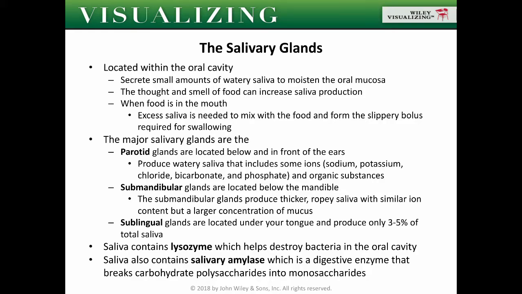Anyway, the sublingual glands produce only 3 to 5% of your total saliva. So you have three glands: below and in front of your ears, the parotid; the one in your jaw, the submandibular; and then below your tongue. Those are the glands. If you notice carefully, that's where you actually produce the saliva. The saliva also contains lysozyme, an enzyme that helps destroy bacteria in the oral cavity. It contains salivary amylase, a digestive enzyme that breaks carbohydrates and polysaccharides into monosaccharides. As I told you, that's where chemical digestion starts.